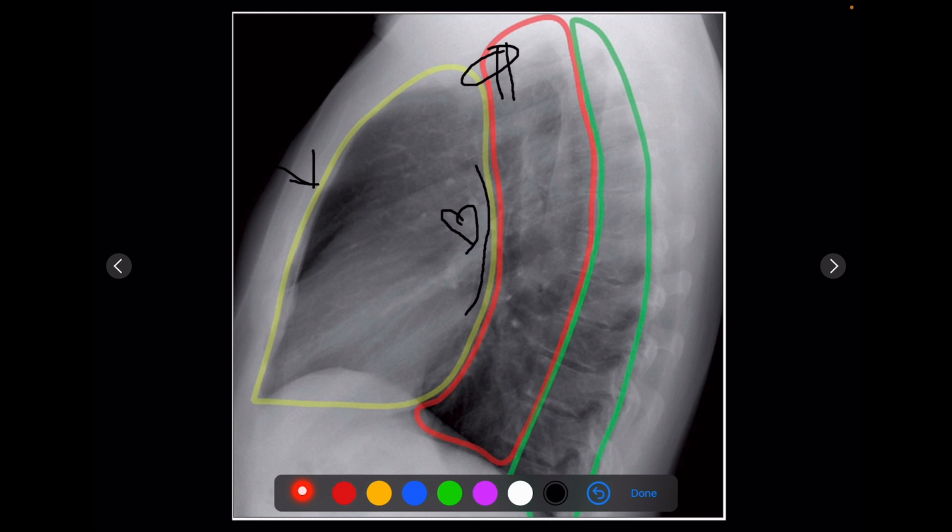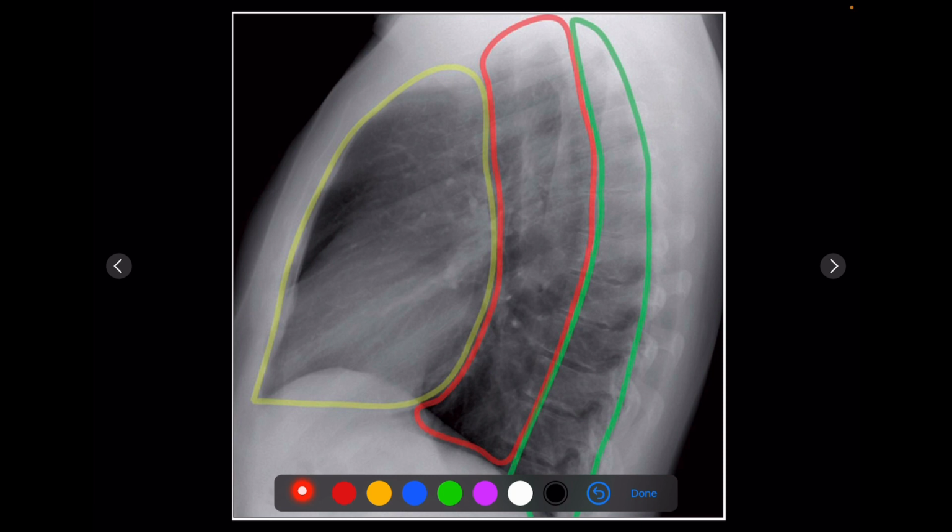Now this posterior border of the anterior mediastinum becomes the anterior border of the middle mediastinum. So the middle mediastinum's anterior boundary is nothing but the anterior aspect of the trachea as well as the posterior margin of the heart. Middle mediastinum.